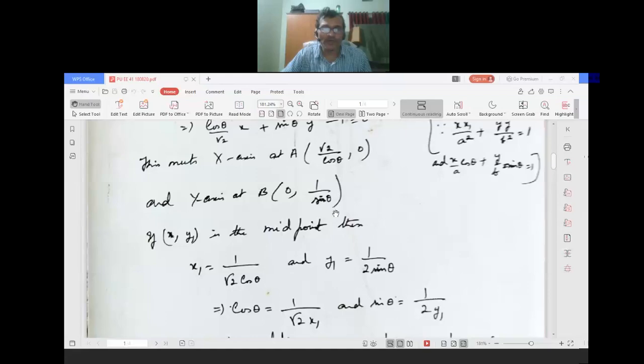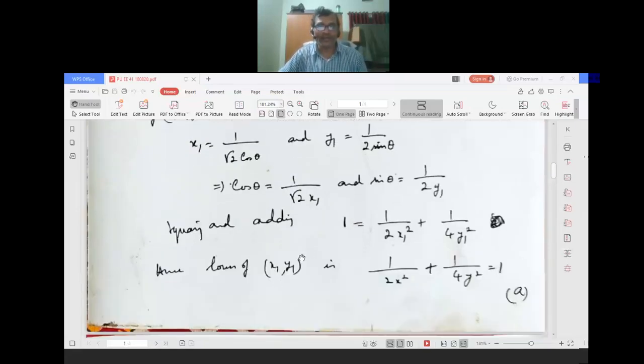Y1 will be 0 plus 1 by sin theta is 1 by sin theta by 2, that is 1 by 2 sin theta. Here root 2 by cos theta plus 0 is root 2 by 2 divided by 2 will be root 2 by 2 cos theta, because if you take any points x1 y1 x2 y2, the midpoint is given by x1 plus x2 by 2 and y1 plus y2 by 2. So from here cos theta will be 1 by root 2 x1 and sin theta will be 1 by 2 y1. Okay.